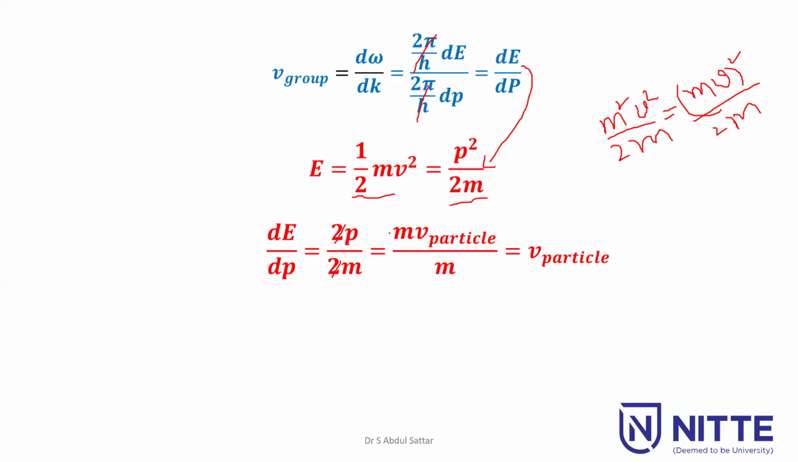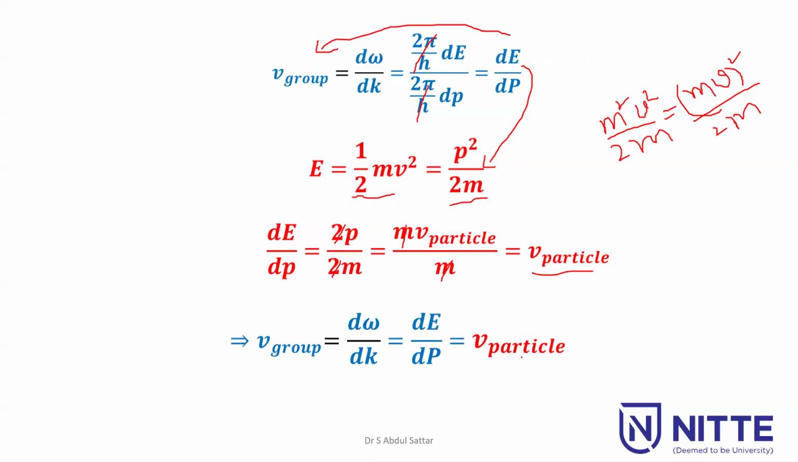Momentum is nothing but mass into velocity of the particle, so m into v particle. Then m will cancel. Then dE by dp equal to how much? V particle. But dE by dp equal to how much? The group velocity. Therefore, group velocity equal to d omega by dk, which equals dE by dp, which equals V particle. So in this way, we can prove V group equal to V particle. That means group velocity is equal to particle velocity.